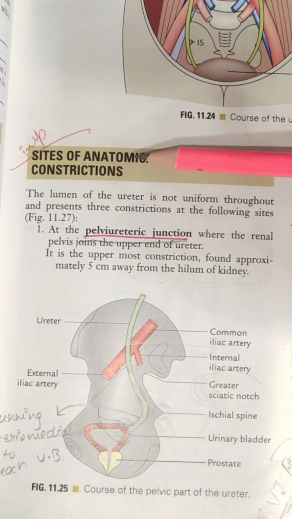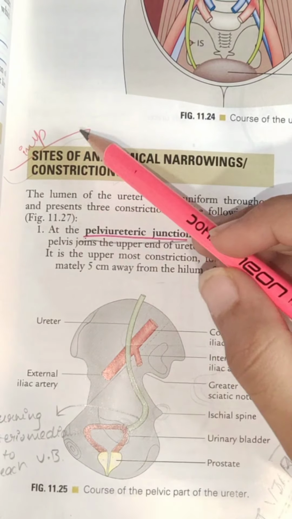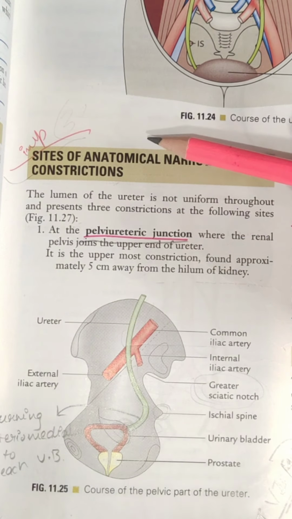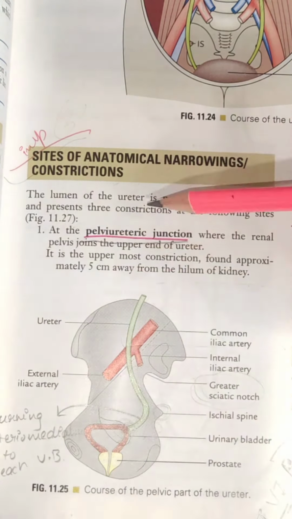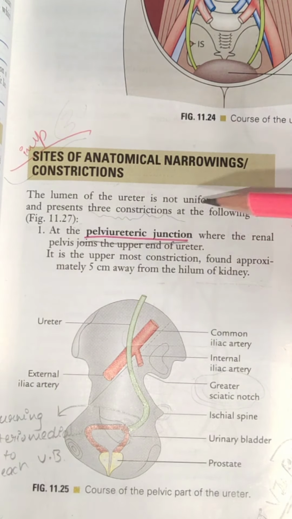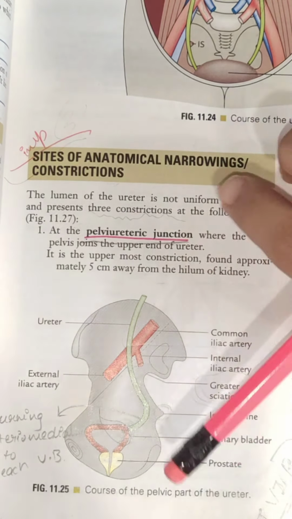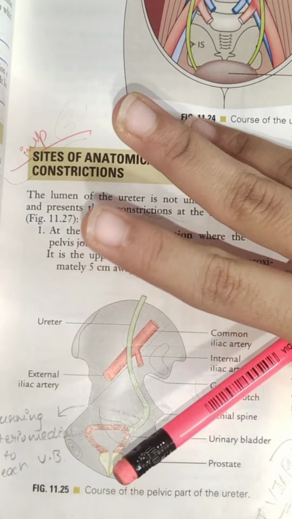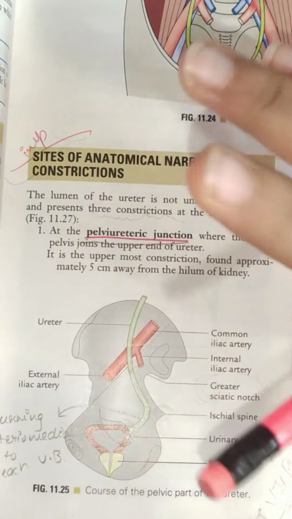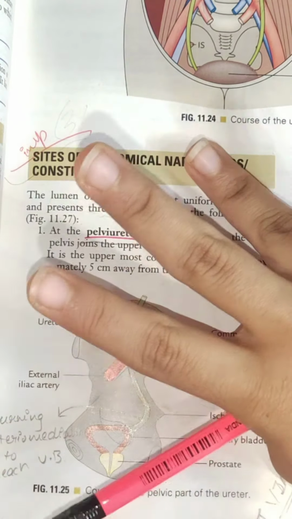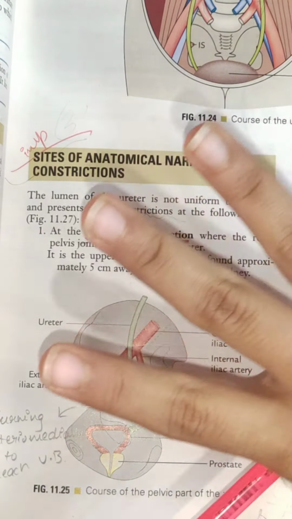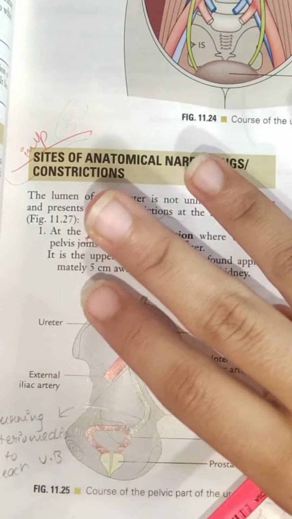Further moving on to the sites of anatomical constrictions. This is very important. They usually ask it for 3 and 5 marks. There are 3 important sites of anatomical constriction. The lumen of the ureter is not uniform throughout and presents 3 constrictions at the following sites. So we have to remember these 3 sites. First one is the pelviureteric constriction. Second one is at the pelvic brim. Third one is the ureterovesical constriction, or ureterovesical junction.